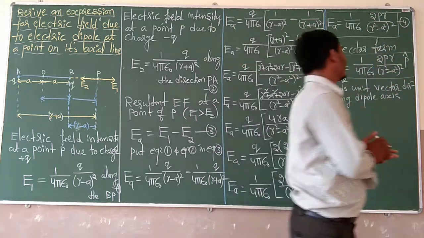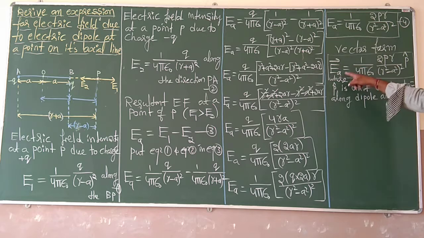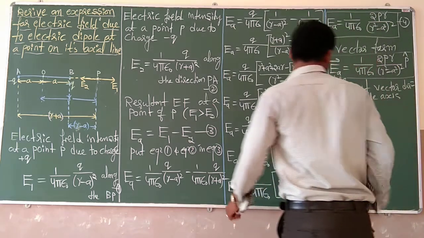We can write like this: E_A vector is equal to 1 by 4 pi epsilon naught, 2 p vector. On the p you have to write this vector form because dipole moment is a vector, right? You have to draw the vector here. 2p vector r divided by (r square minus a square) to the power square. In the place of p cap we can write like this. Clear? Then this is in vector form.